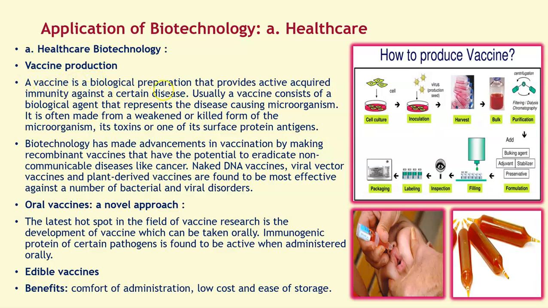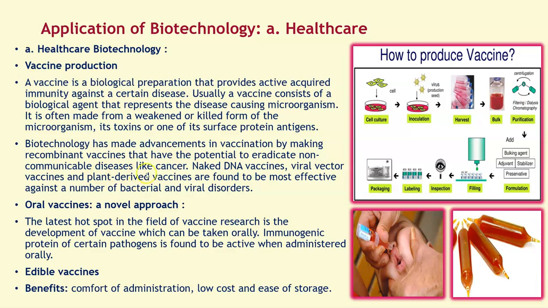Next, in healthcare, we have vaccine production. A vaccine is a biological preparation that provides active acquired immunity against a certain disease. Usually, a vaccine consists of biological agents that represent the disease-causing microorganisms. It is often made from a weakened or killed form of the microorganism, its toxin, or one of its surface protein agents.